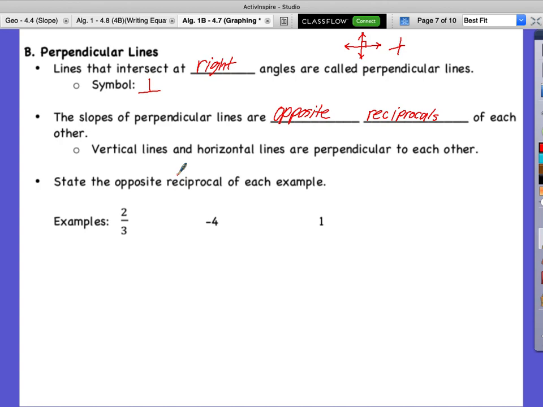Okay, we have three slopes here: 2/3, -4, and 1. We need to state the opposite reciprocal of each example. So what would be the opposite reciprocal of 2/3? 3/2, but it's what? Negative.